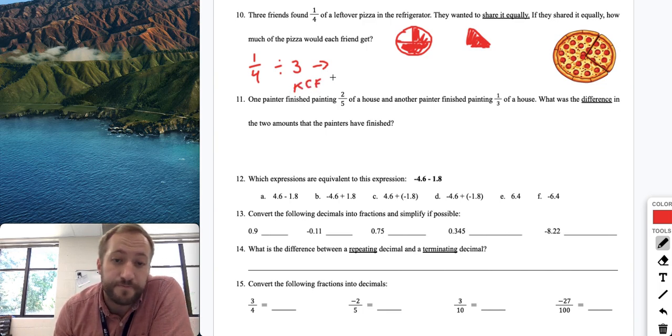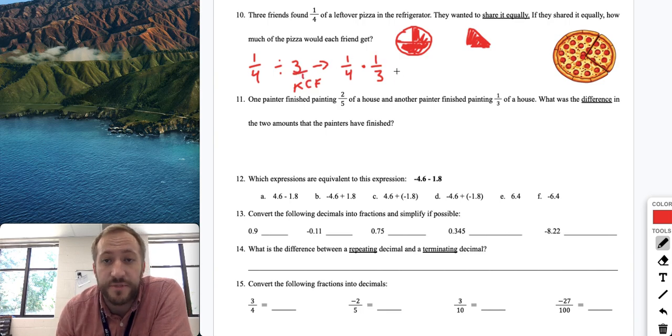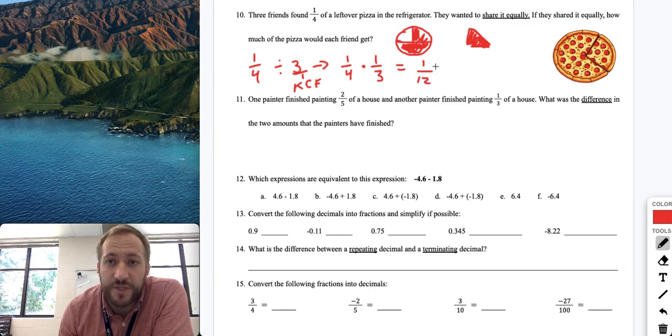So looking at this, it would be 1/4. Keep it, division becomes multiplication, and the number, this one, becomes 1/3. That's because there is a 1 underneath this. So I'm going to flip it, and now the 1 is on top. So now I get 1 times 1 is 1. 4 times 3 is 12. And that is how much each friend would get of the original pizza.